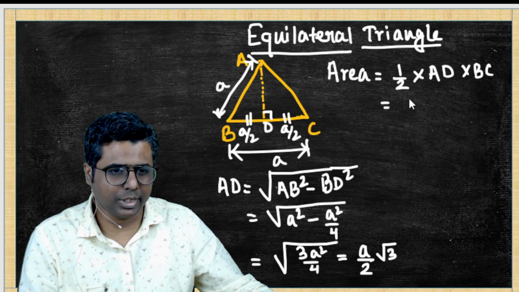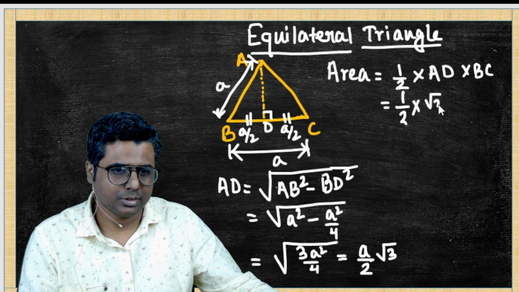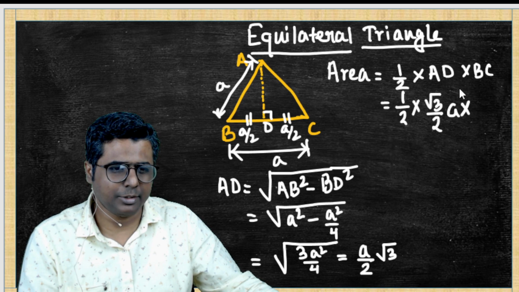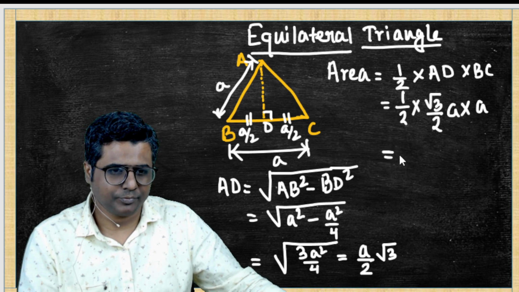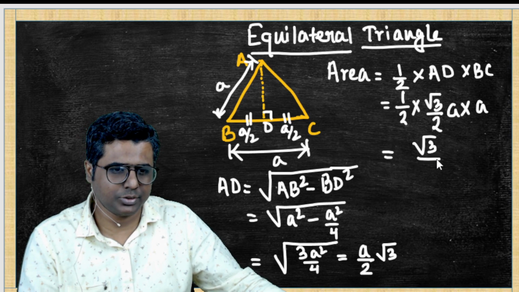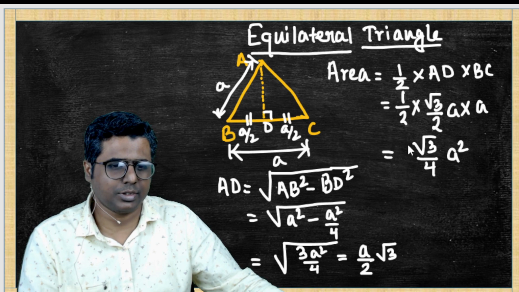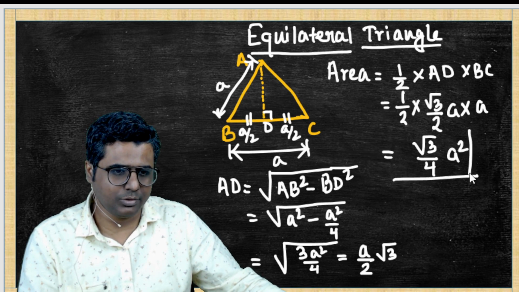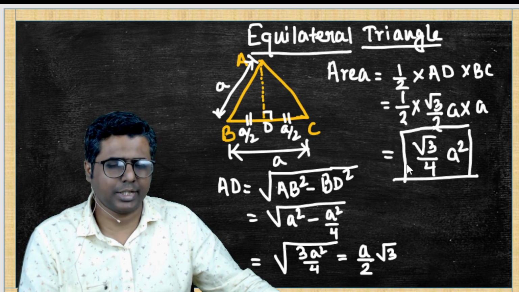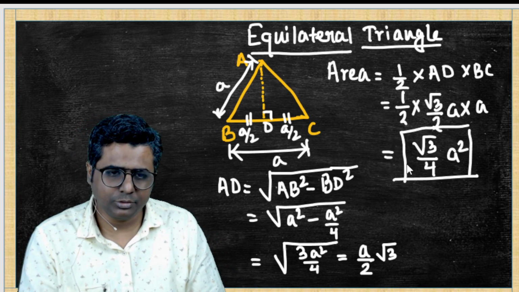So I have to now write down these values. Half into AD, which is root 3 by 2 A, and BC, if you see, this BC is only A. So here it is root 3 divided by 2 into 2, 4, into A square. So this is the formula for area of equilateral triangle. Okay. So this is how you get the formula.